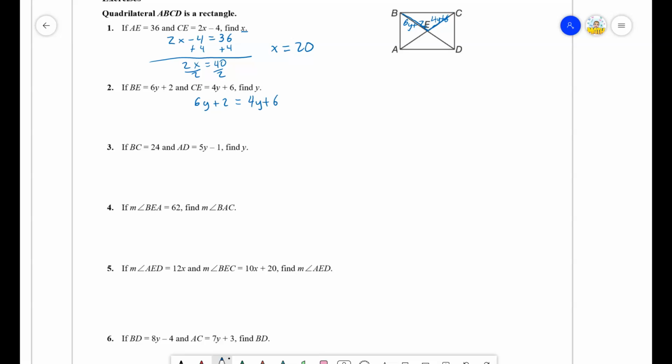And then we'll go ahead and solve this equation for y. So I would subtract 4y from both sides. So we have 2y plus 2 equals 6. So we could subtract 2 from both sides. And we have 2y equals 4, and then divide by 2. So we just have y equals 2 for that second one.